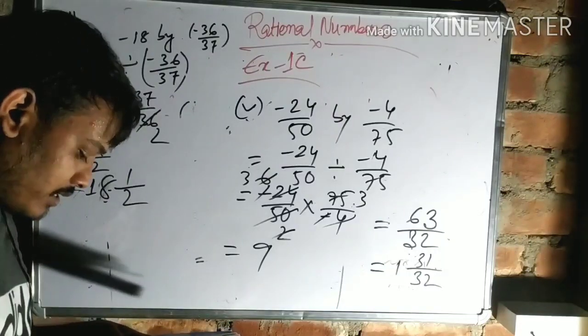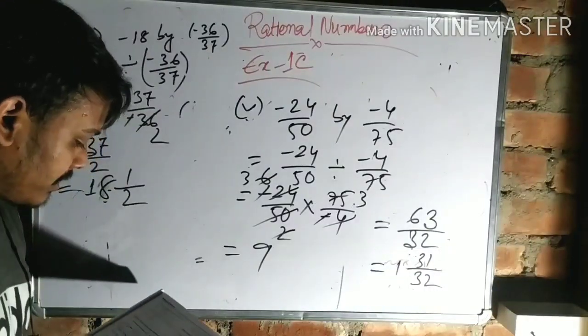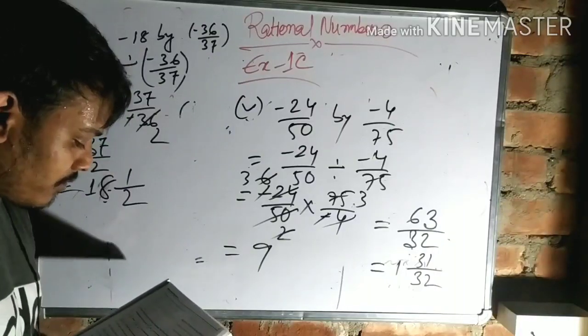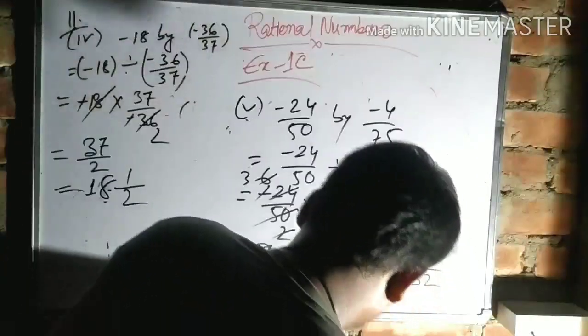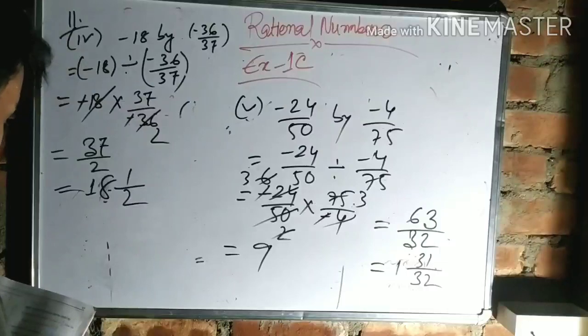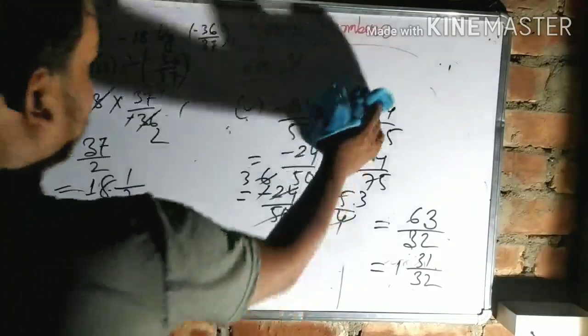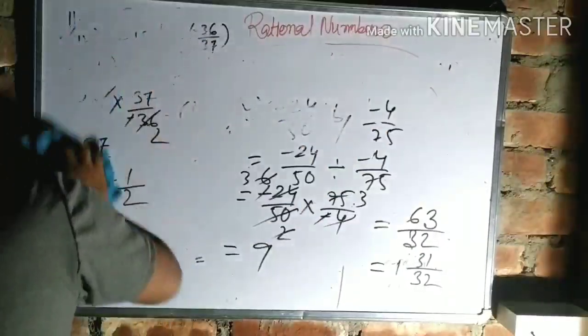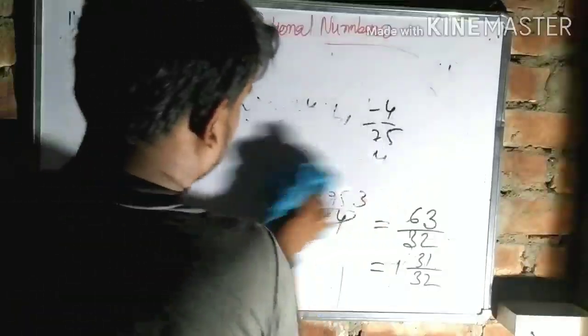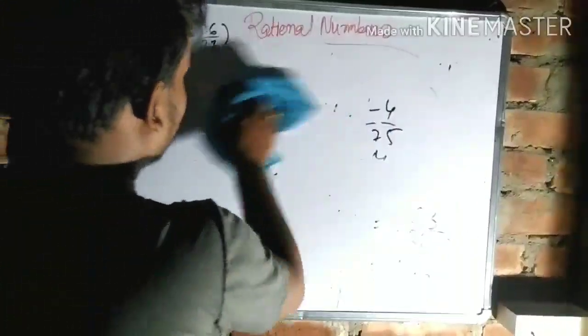Next thing, evaluate, similar. Okay. Last number. It is today's last math from your book.